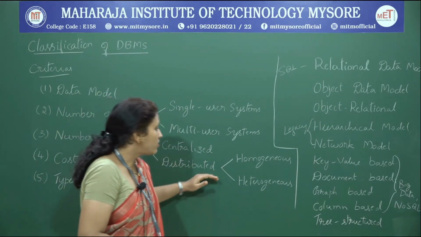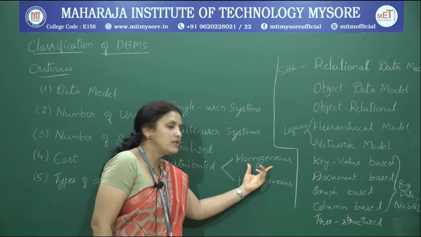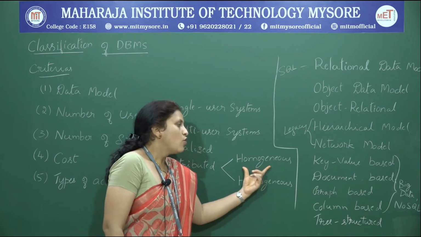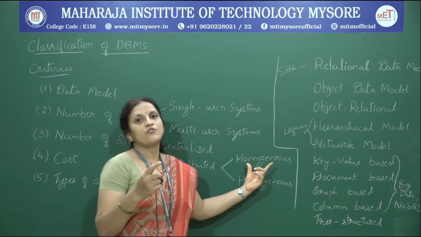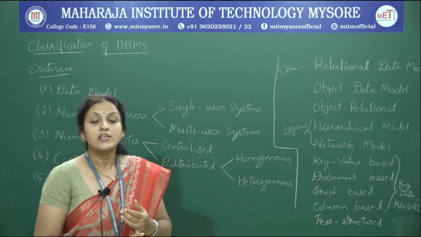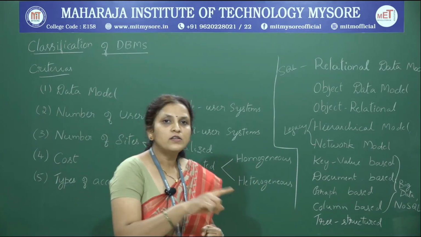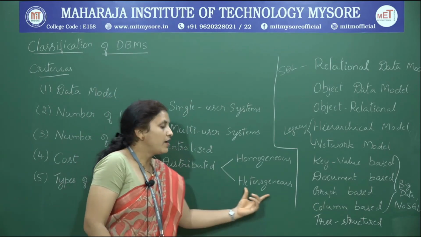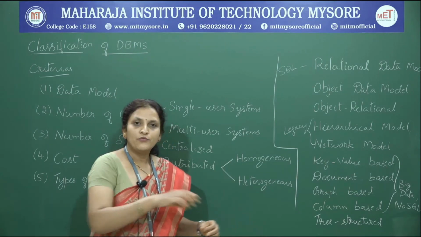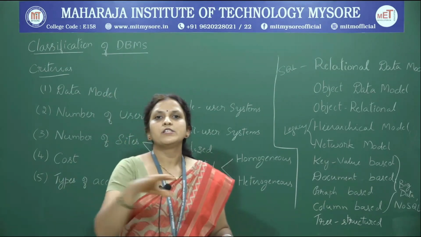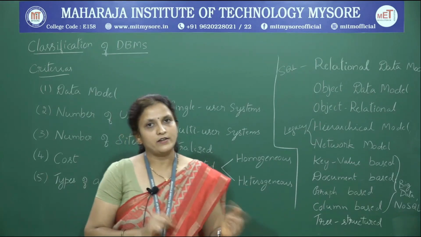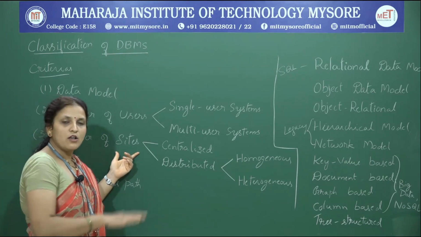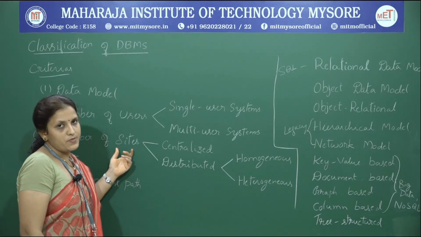Once again, here we come across two subcategories, homogeneous and heterogeneous. What do I mean by homogeneous? As the name itself suggests, homogeneous means the same database management software is installed in all the systems in the distributed concept. In a heterogeneous system, different systems will have different database management systems installed and they do interact. That is about the third criterion, the number of sites among which the DBMS is spread.